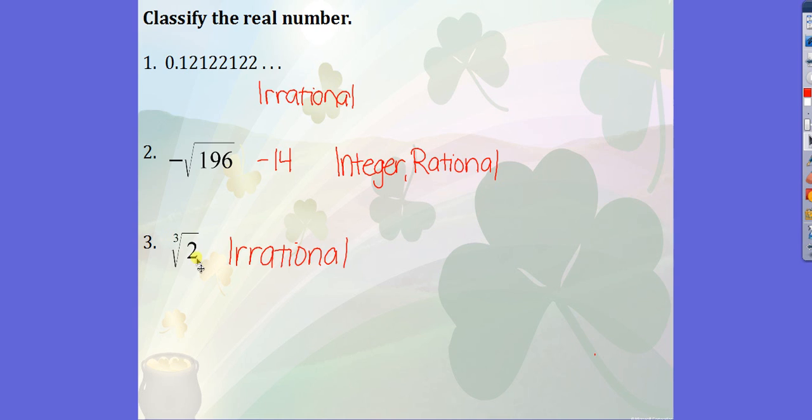And they told us if you see a cube root and this number is not a perfect cube, it's automatically irrational. The first cube root that would be rational, or even an integer, is 8, because the cube root of 8 is 2.